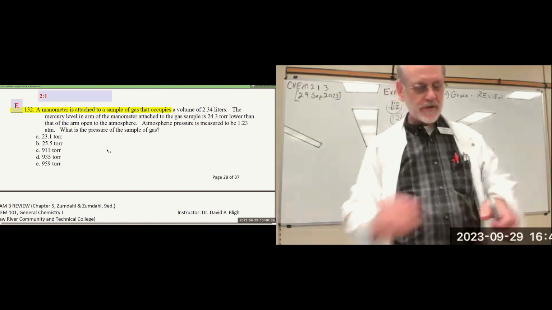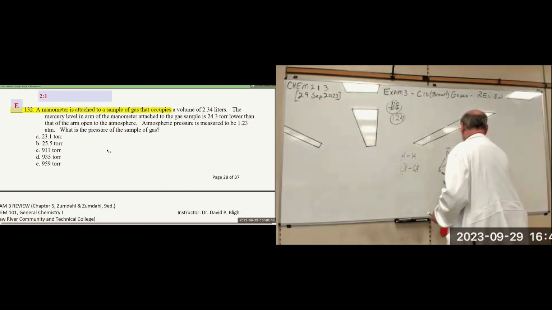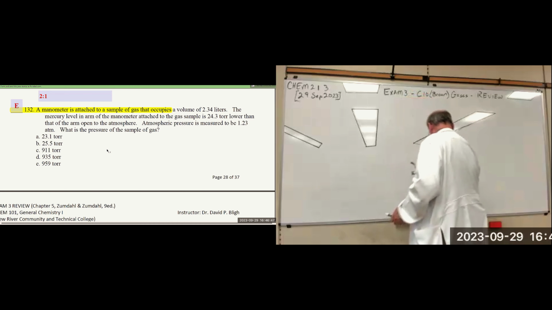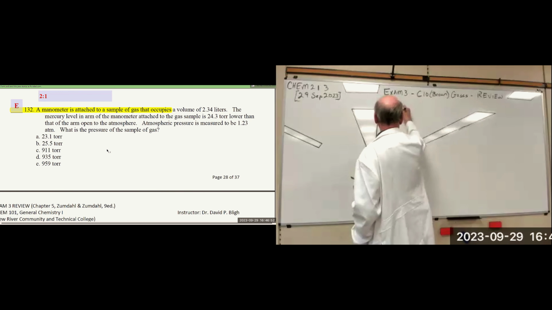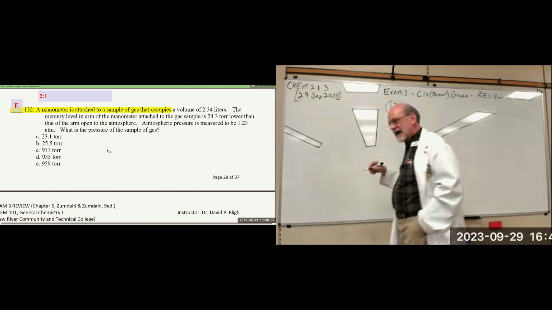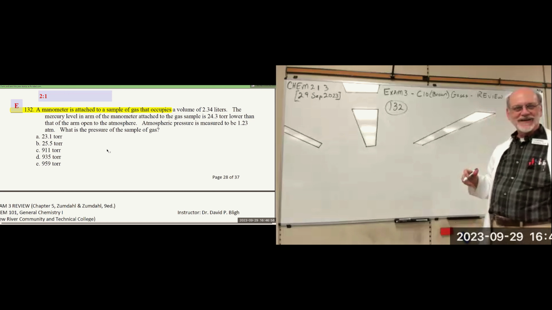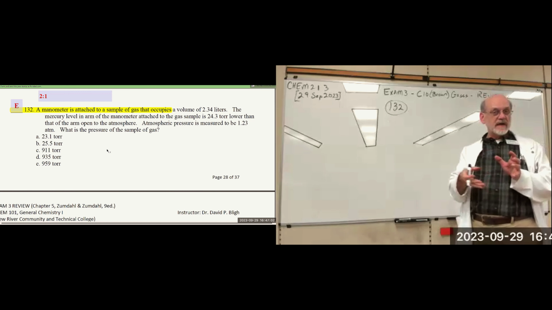Okay, 132. Almost there. Manometer. What is a manometer? A device for measuring manhood. No, manometer is an application of a barometer.